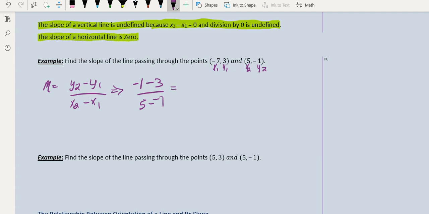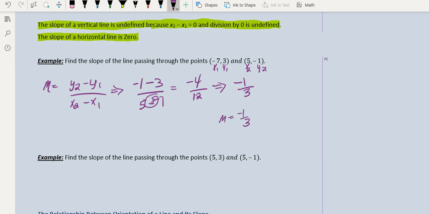So -1 minus 3 is going to give me -4. And 5 minus -7, two negatives make a positive, and that should give me +12. So now we have -4 over 12. Well, we can simply reduce that by 4. 4 goes into -4 negative 1 time, and 4 goes into 12 3 times. And so my slope will be -1/3.